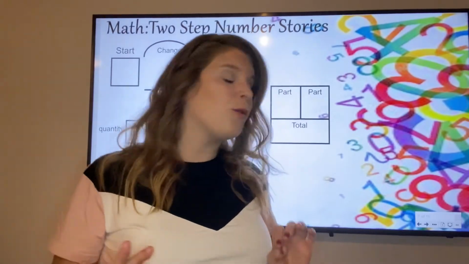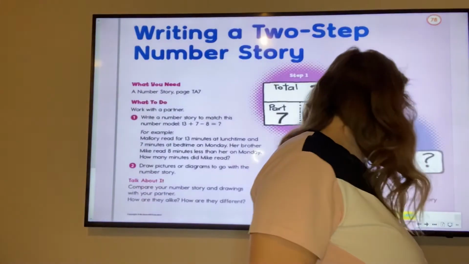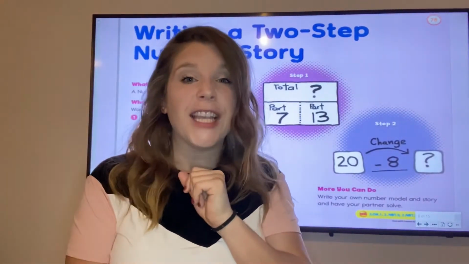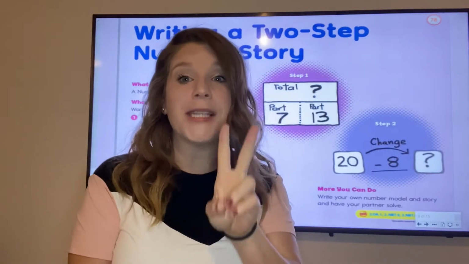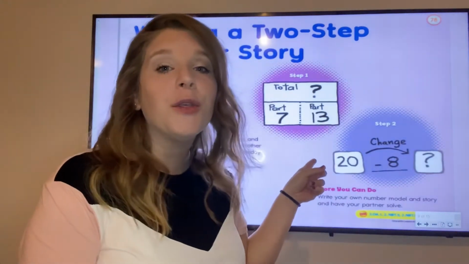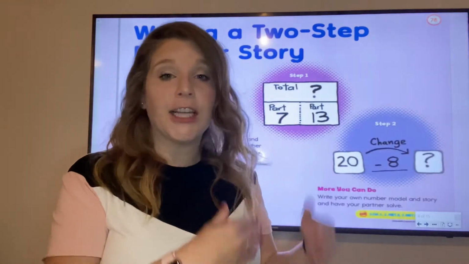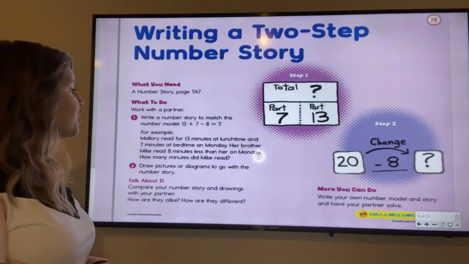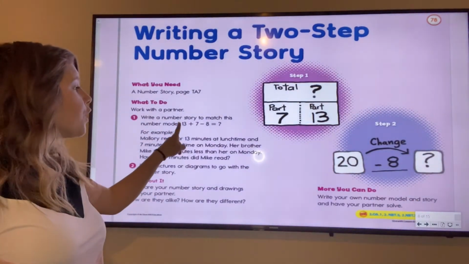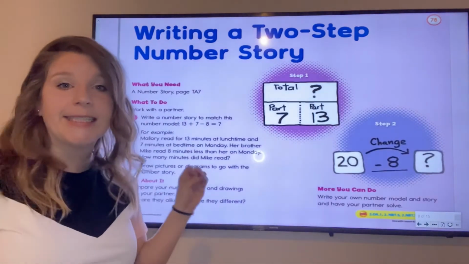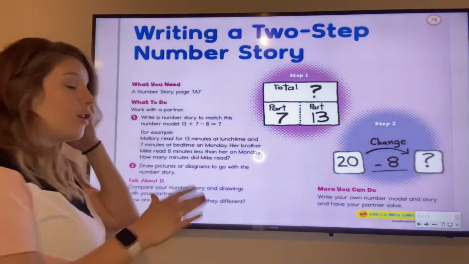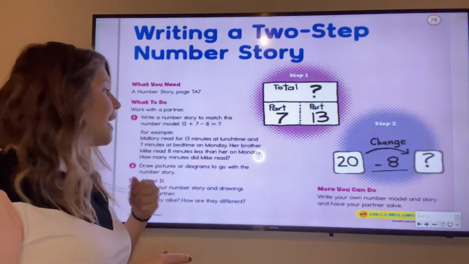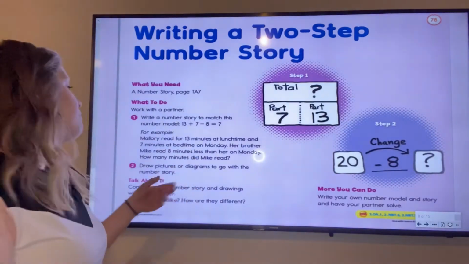Now let's get to the actual assignment. So today you are going to write your very own two-step word problem. So I want to show you a quick example to kind of get you going. Okay, so it says, write a number story to match this number model. 13 plus 7 minus 8. Okay, 13 plus 7, that has to come first, and then minus 8.